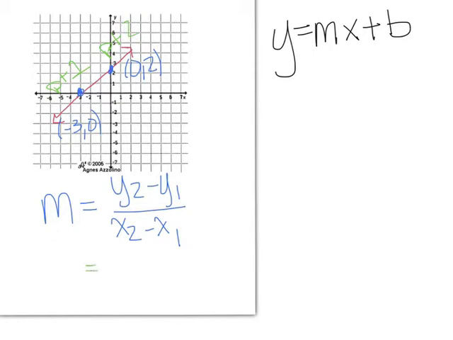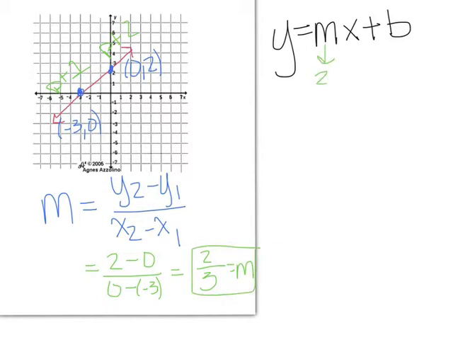So when we plug our information in, our y2 value is 2, minus our y1, which is 0, over our x2, which is 0, minus our x1, which is a -3. So that will give us 2 over a +3 as the slope. So we can go ahead and plug that information in.